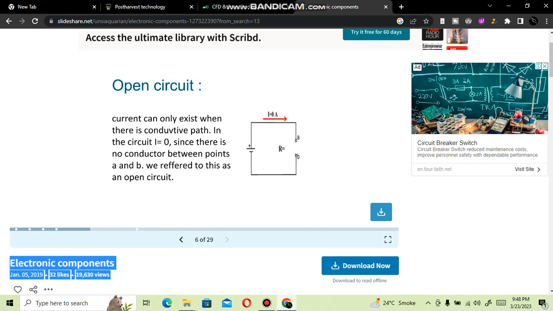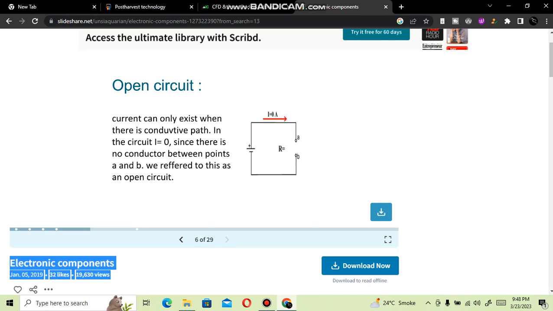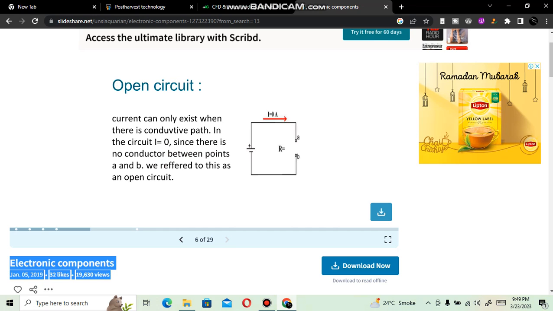Open circuit. Current can only flow when there is a complete path. In the circuit, I is equal to 0 since there is no conductor between points A and B. We refer to this as an open circuit.